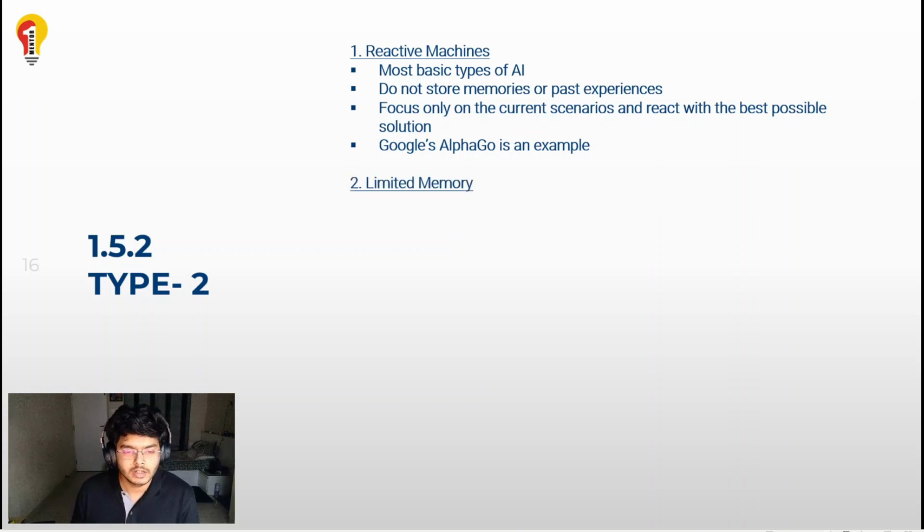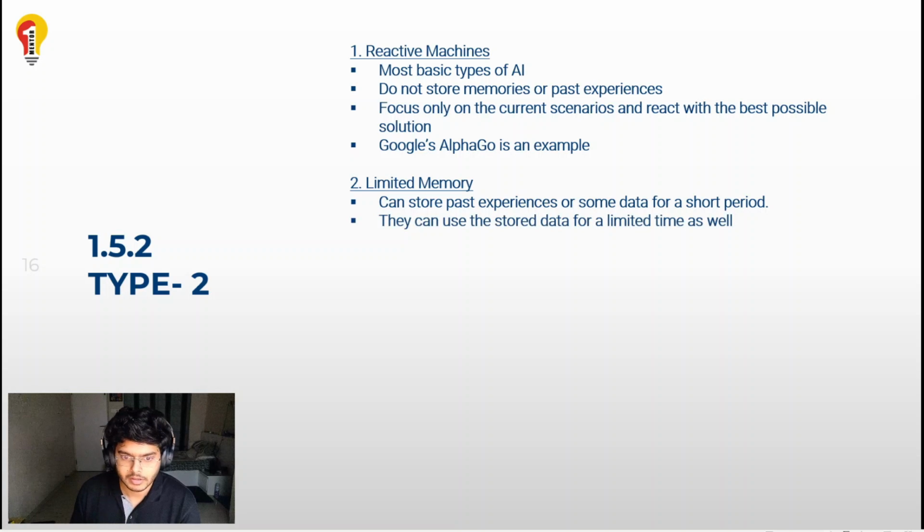The second is limited memory. So this type of machines can store past experiences or some data for a short period. They can use the stored data for a limited time as well. There's a difference between these two sentences. The AI can store past experiences or some data for a short period of time, and it is also able to use that stored data for a limited time.